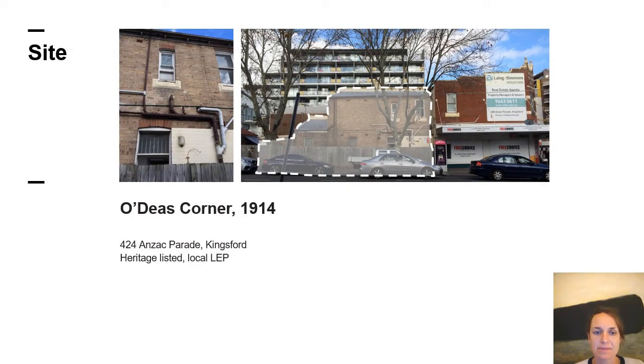The site. The site is O'Day's Corner. It is a real site just down the road from UNSW in Kingsford. The building was built in 1914 and is heritage listed. You can see in the white shaded area the part of the building that you will be working with. The project will look at an interior alteration to the site, as well as an exterior addition and an intervention in the sidewalk space.